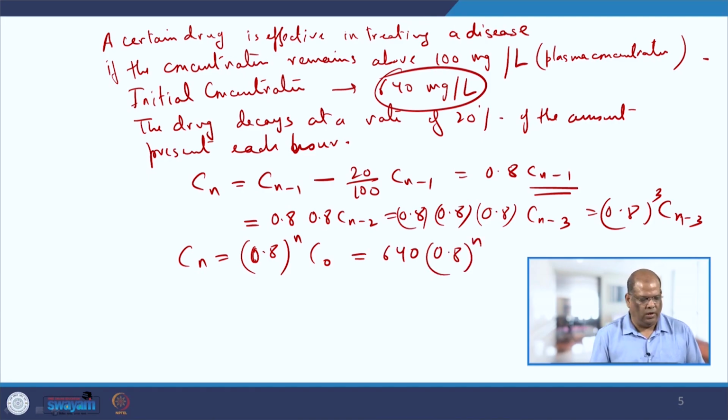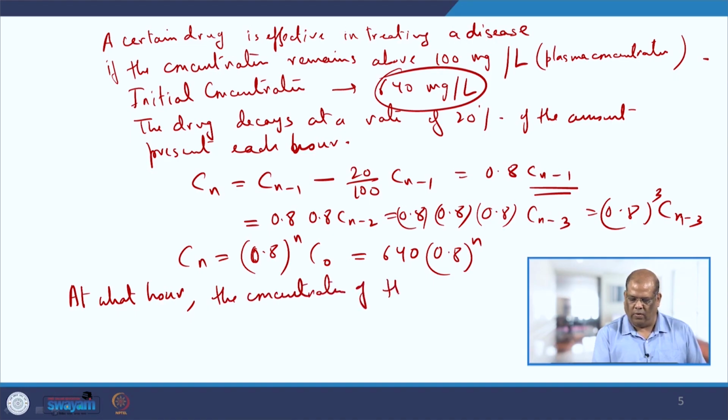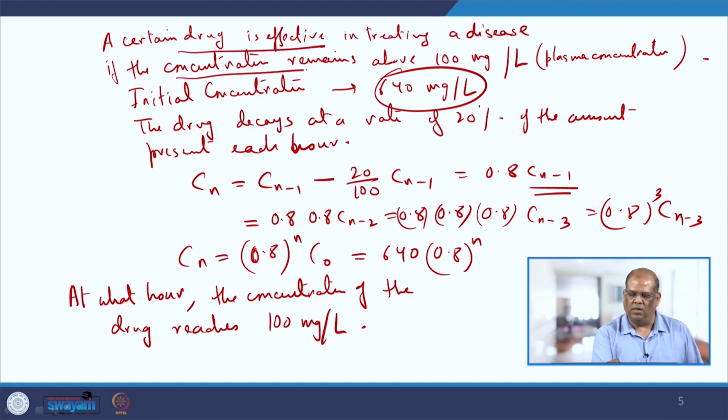So, the question we pose here is at what hour the concentration of the drug reaches 100 mg per L. So, please note the problem says that the drug is effective if the concentration of the drug remains above 100 mg per L. So, we want to find in how many hours that concentration of drug will reach 100, provided it follows this particular model.